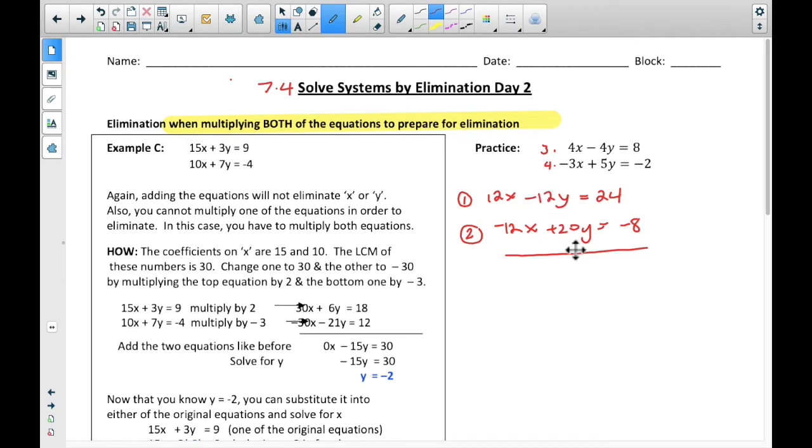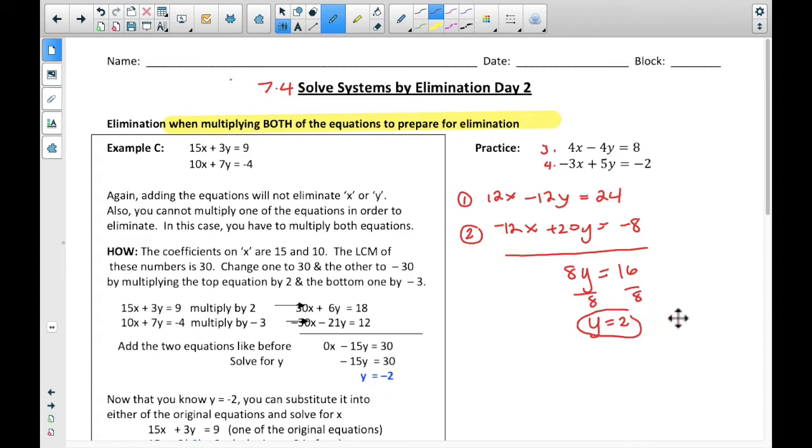I'm going to add these together now, and something should drop off. And in fact, it does. So I'm going to add these together, 12x and negative 12x. Those add up to 0. That drops off. These two, negative 12y and 20y, they add up to 8y. And 24 minus 8, I get 16. So now I have 8y equals 16. I'm solving for y now. I didn't think about what I was solving for in the beginning, but if you're getting rid of the x's, that means you're going to solve for the y's. So we solve for y by dividing by 8, and we get y equals 2.